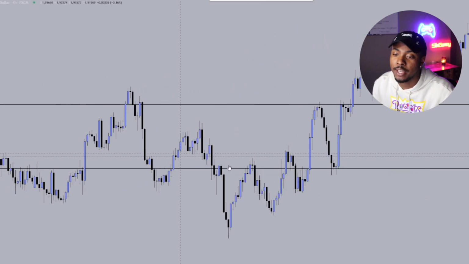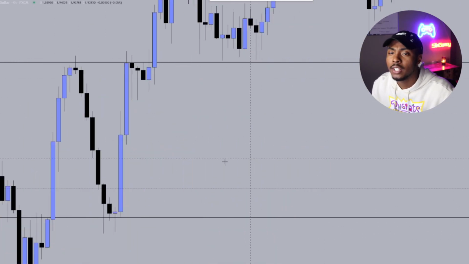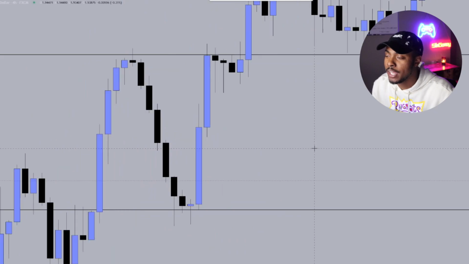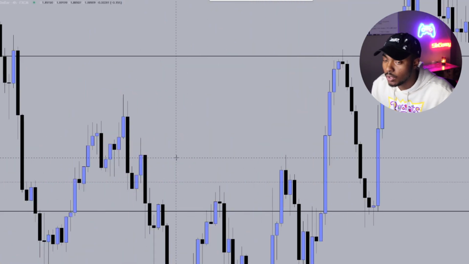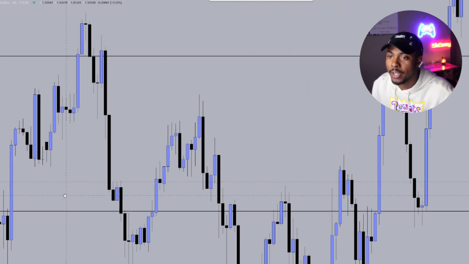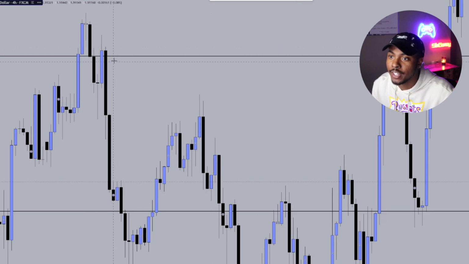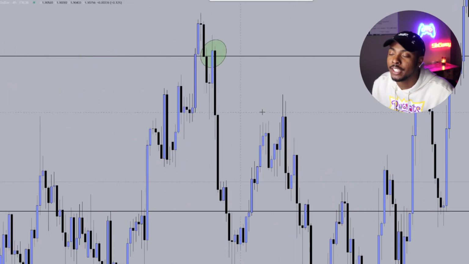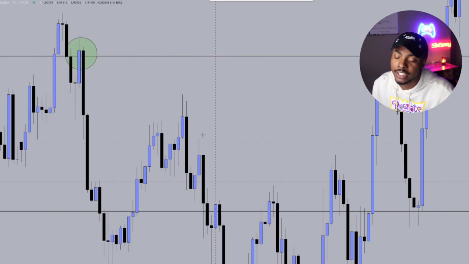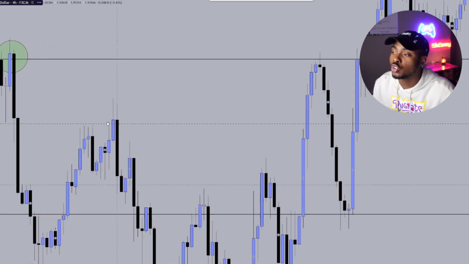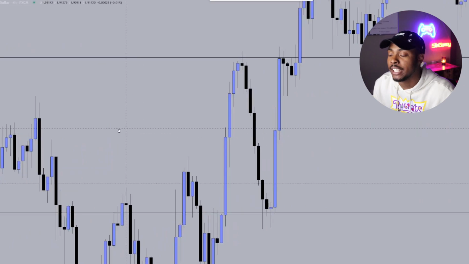And as you can see, this same level was a level back here. So if we're looking at this right here, let's say we see price came up here in the past. Let me identify this right here. Price came up here in the past, rejected it. So we know that this is a level of resistance, and it rejected aggressively. So we also know that there is supply in this area as well.